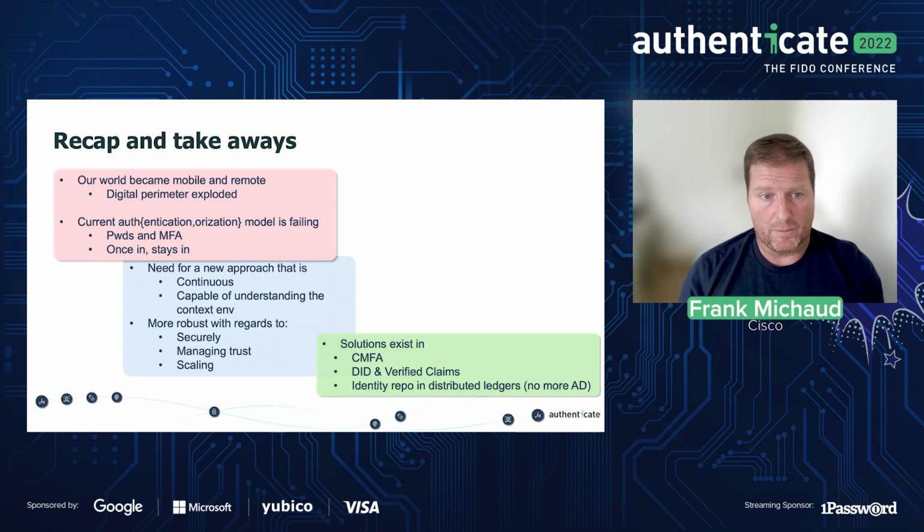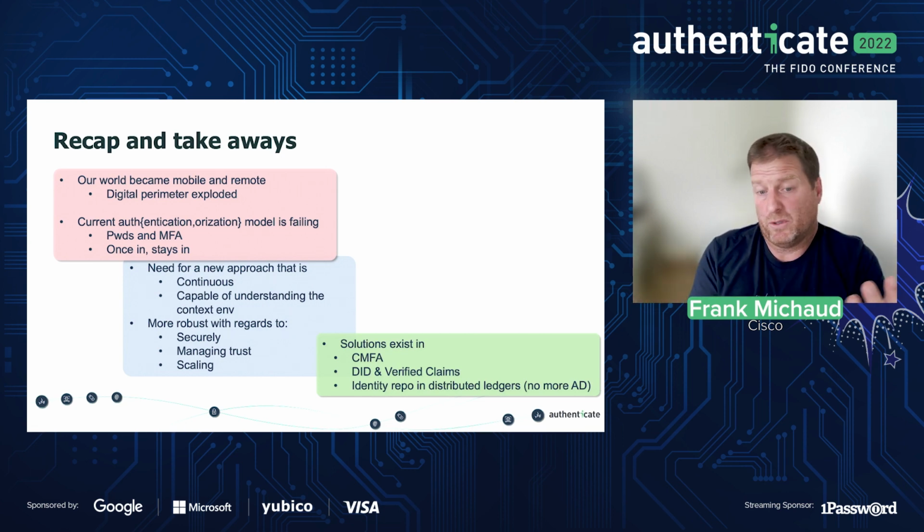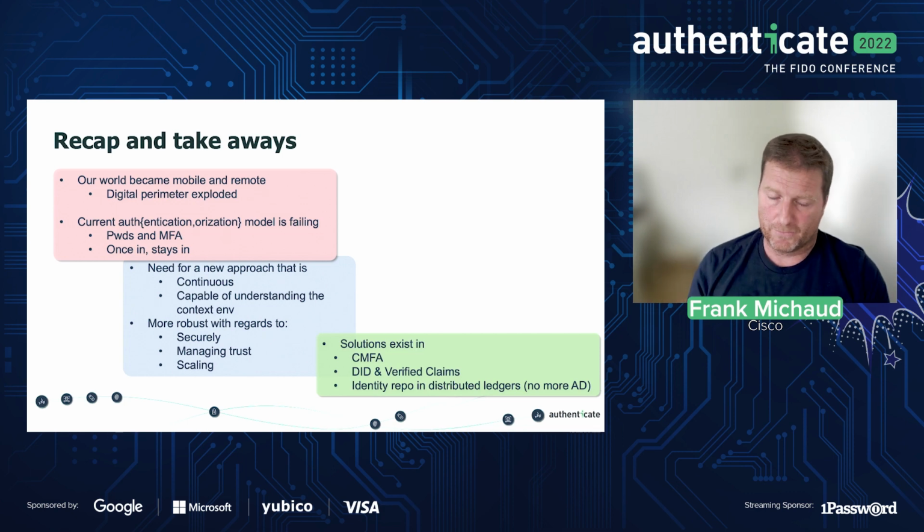So the digital perimeter has really exploded. It's quite hard to build a big wall around your stuff because you almost don't know where your stuff is. The current authentication and authorization model, and that's a personal claim, and I'm sure there will be arguments about that, but I believe it's currently failing, and the breaches we have seen lately are symptoms of that.